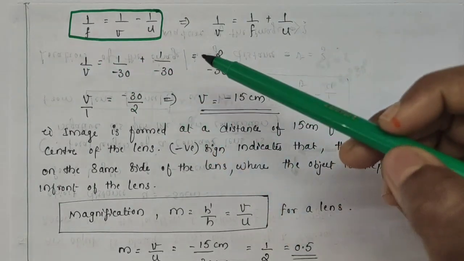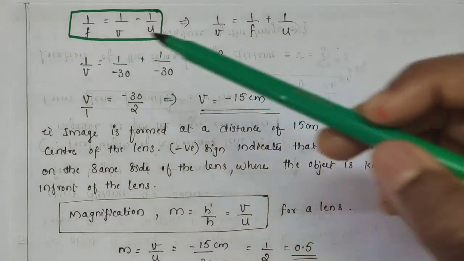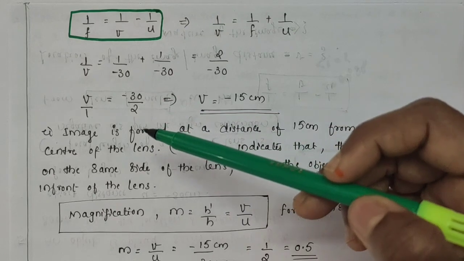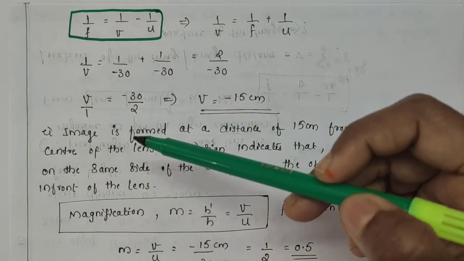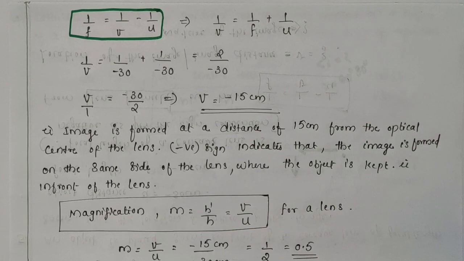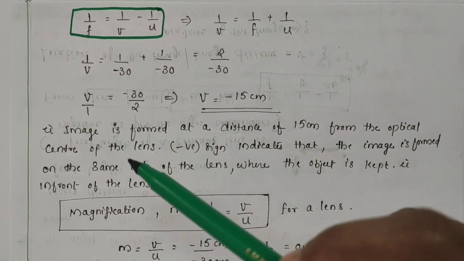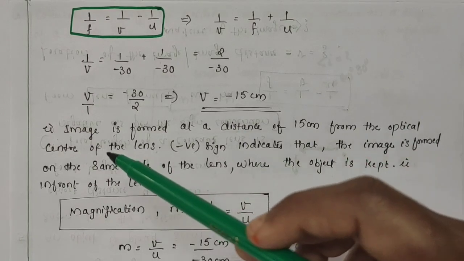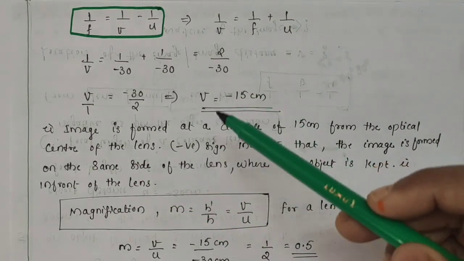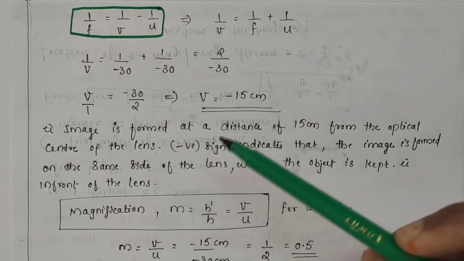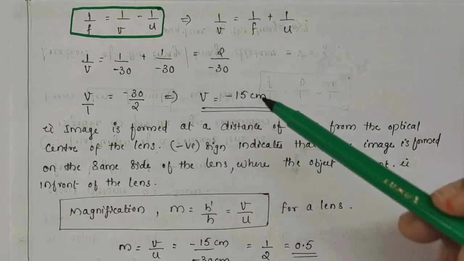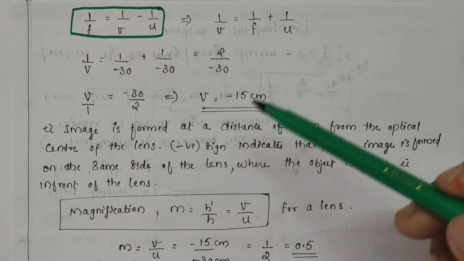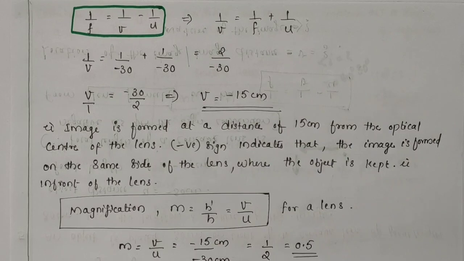So 1 by v is equal to 2 by minus 30. Taking the reciprocal on both sides, v by 1 equal to minus 30 by 2. V by 1 is v, and minus 30 by 2 is minus 15 centimeter. That is, the image is formed at a distance of 15 centimeter from the optical center of the lens. This negative sign indicates that the image is on the same side of the lens where the object is kept, that is, the image is in front of the lens, on the left hand side of the optical center.